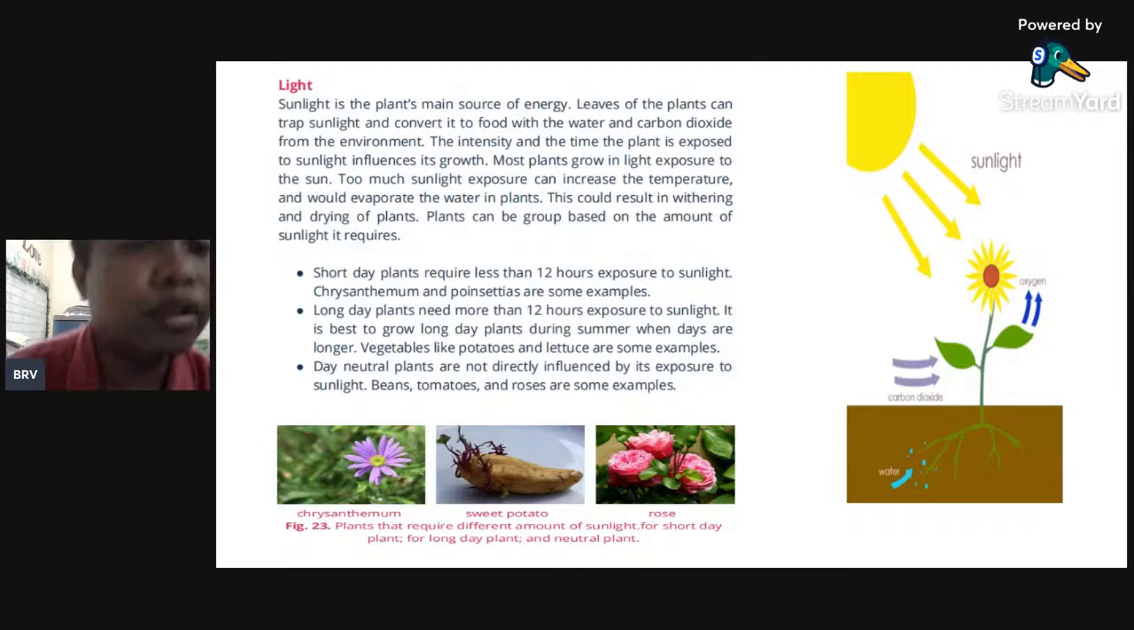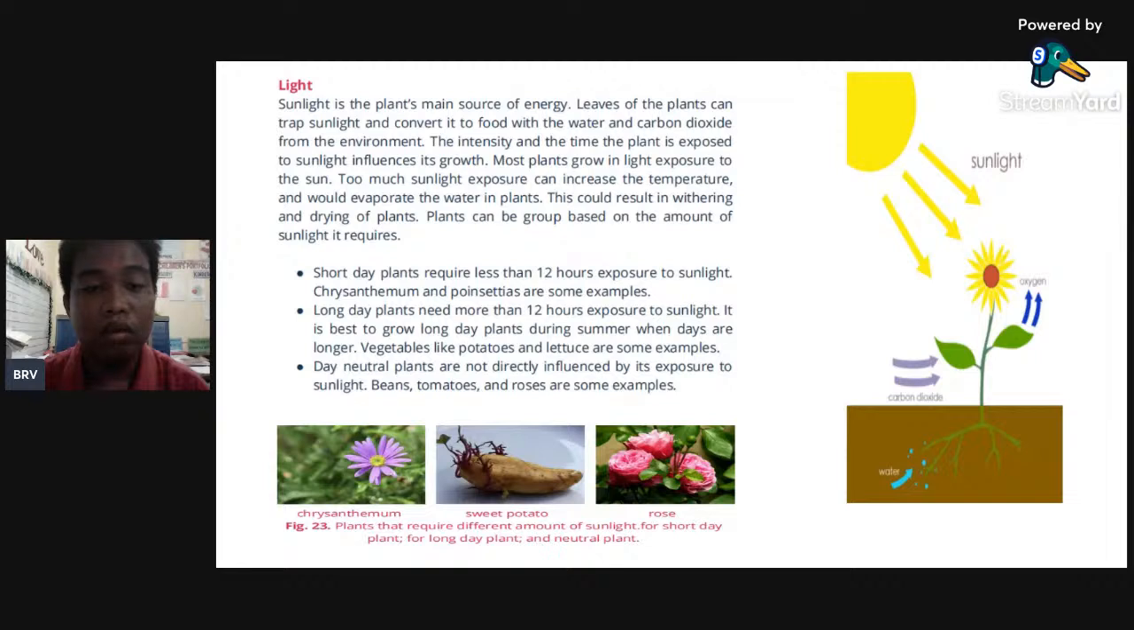Leaves of the plants can trap sunlight and convert it into food with the water and carbon dioxide from the environment. So their leaves trap the sunlight and convert it to food, together with the water and the carbon dioxide they got from the environment. The intensity and the time the plant is exposed to sunlight influences its growth. Most plants grow in light exposure to the sun. Too much sunlight exposure can increase the temperature and would evaporate the water in plants. This could result in withering and drying of plants.